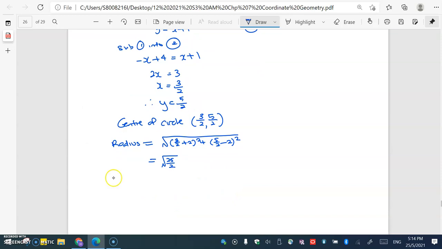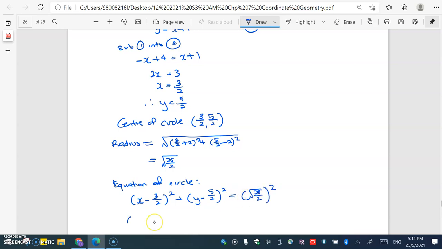Not necessary, because when we write the equation of a circle, it is x minus center, plus y minus center, equals radius squared. So you actually have to then go square root this. So ask me, need to? My answer, no. (x minus 3 over 2) squared plus (y minus 5 over 2) squared equals 25 over 2. There you go, equation of the circle.